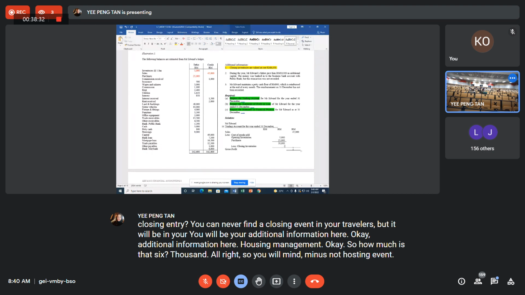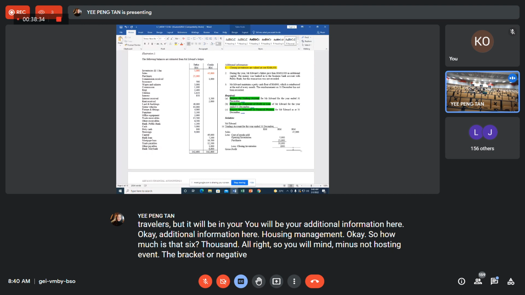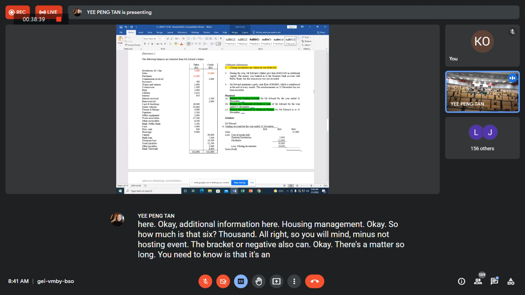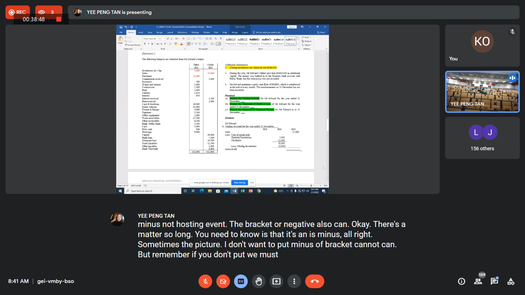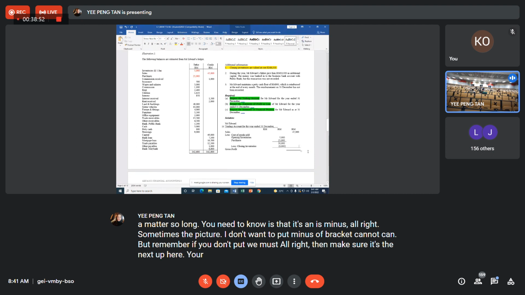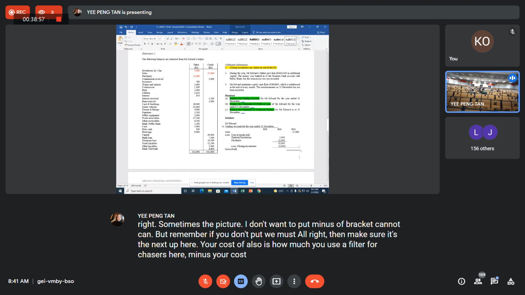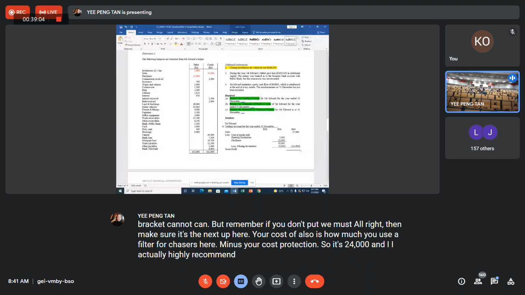Negative or bracket, or negative also can. It doesn't matter, so long as you know it's minus. Some students say, teacher, I don't want to put minus or bracket, can or not? Can. But remember, if you don't put it, you must leave it as a net figure up here. Your cost of goods sold is how much? You use your total purchases here minus your closing inventory, and you will get your cost of goods sold. It's 24,000.